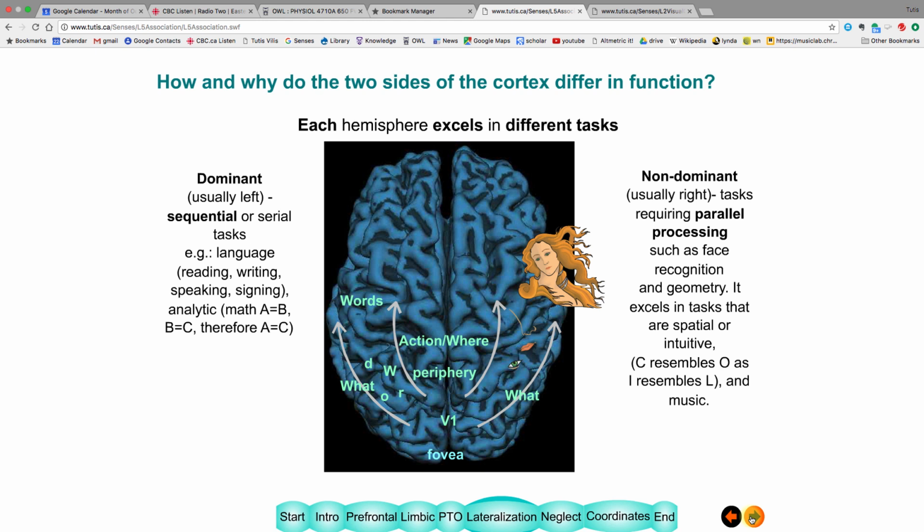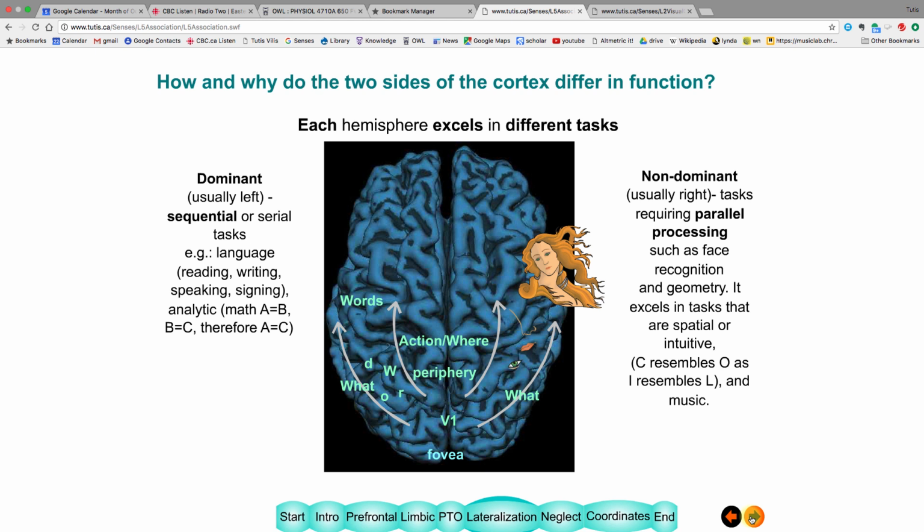And so they gave the left the name dominant because they thought language was dominant, and the other side a lesser non-dominant name. But that name, dominant, non-dominant, is, I think, misleading a lot of people. I think the right side is as important, if not more important, than the left.